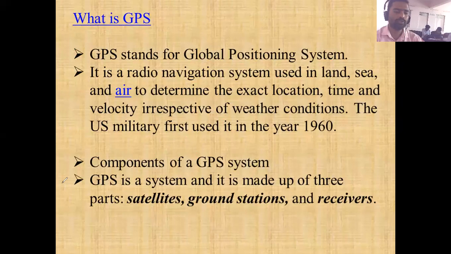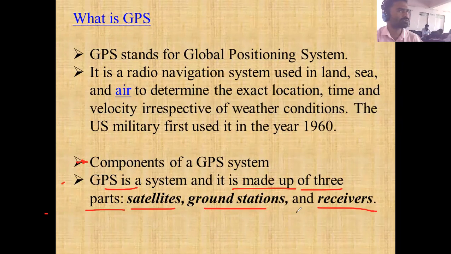Okay. Next point. Components of GPS system. GPS is a system. It is made up of three parts. Those are satellites, ground stations and receivers.